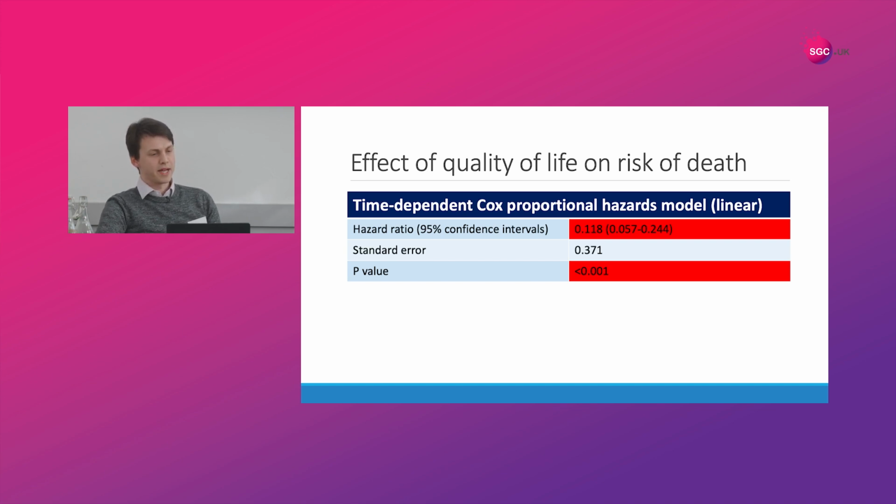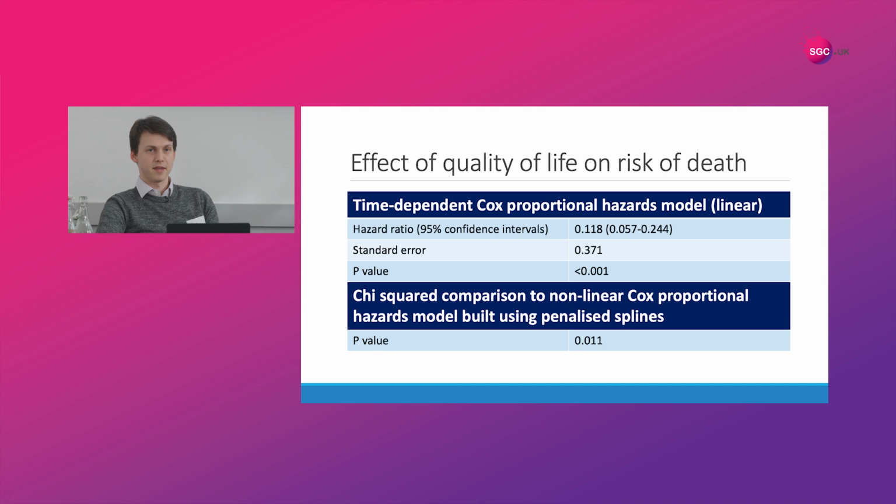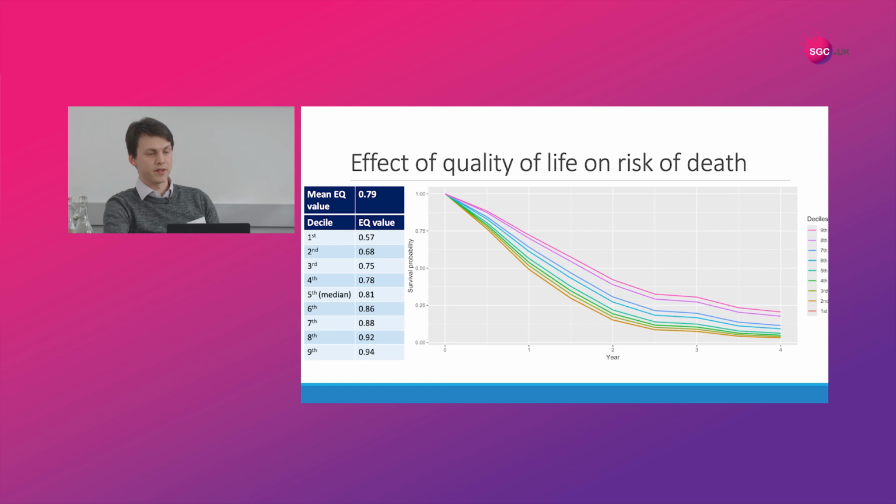Now, it is a little bit more complicated than this, because it turns out that the relationship isn't a straight line. And you can see that in this graph, where the gaps between those lines aren't even. So there is a bigger impact on your risk above the sort of 50% mark.